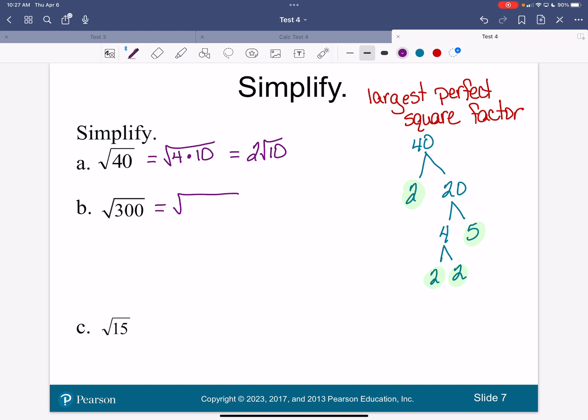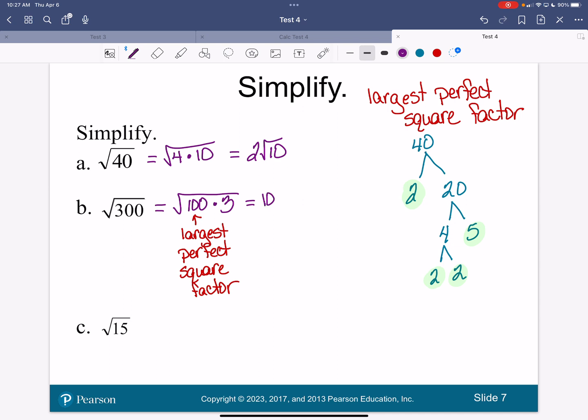100 is our perfect square factor. Then we're going to take the square root of that. So 300 breaks down to 100 times 3. And the reason that this is important right here is it's our largest perfect square factor. And what is the square root of 100?